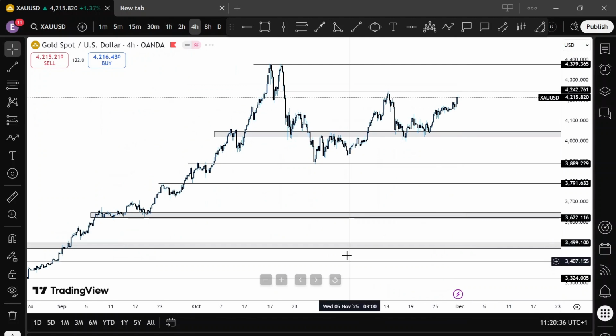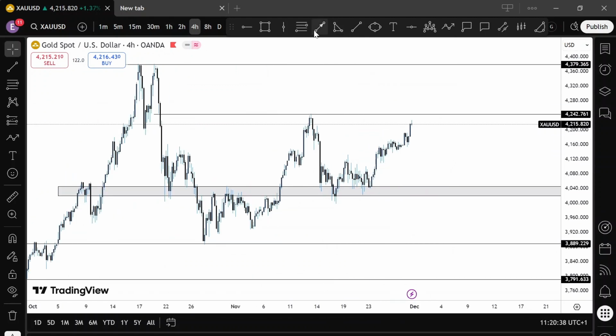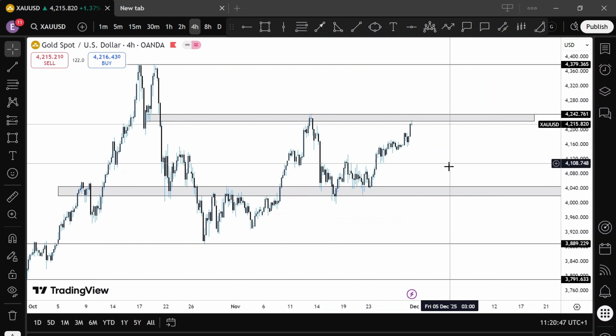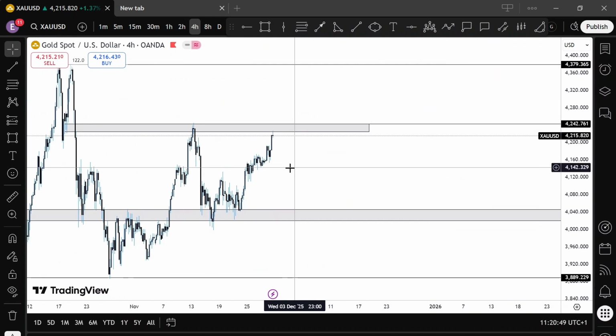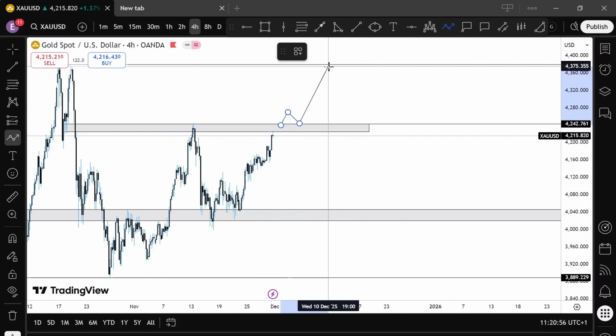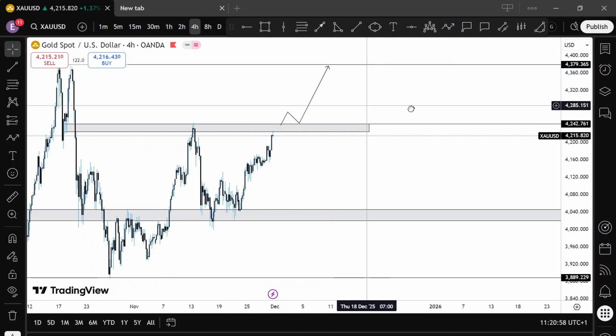Gold has continued to soar to the upside, but it's retesting a very sweet level right there of 4,225, 4,240. So it might want to make a pullback before a continuation, but my best bet is to want to see price above this level one more time, so it could retest 4,375.